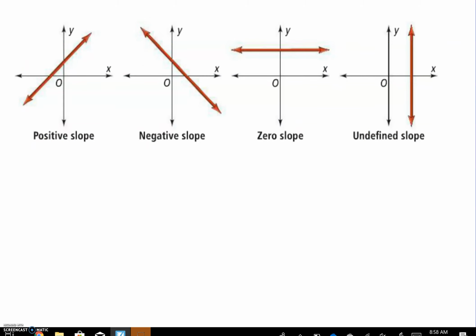Okay, so you have 4 different types of slopes. You have positive slope, where your line goes from left to right, going upwards. Negative slope, when left to right is going downwards. Zero slope, where you have a horizontal. And undefined slope, when it's vertical. So just remember, in a zero slope, your equation is going to look like y equals some number. And in an undefined slope, your equation is going to be x equals some number.